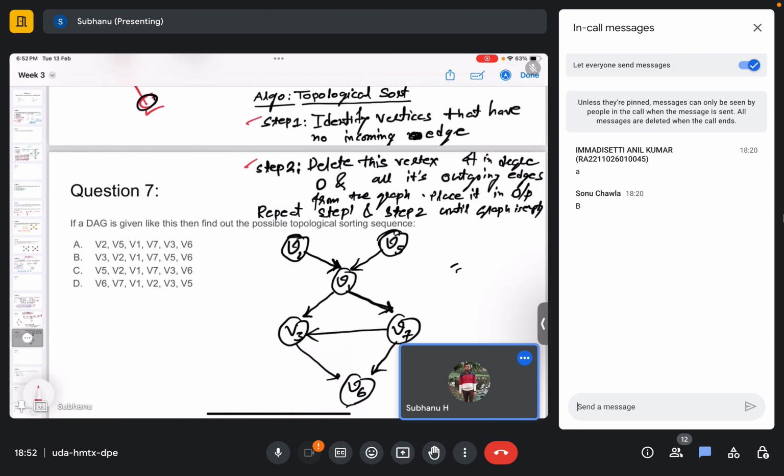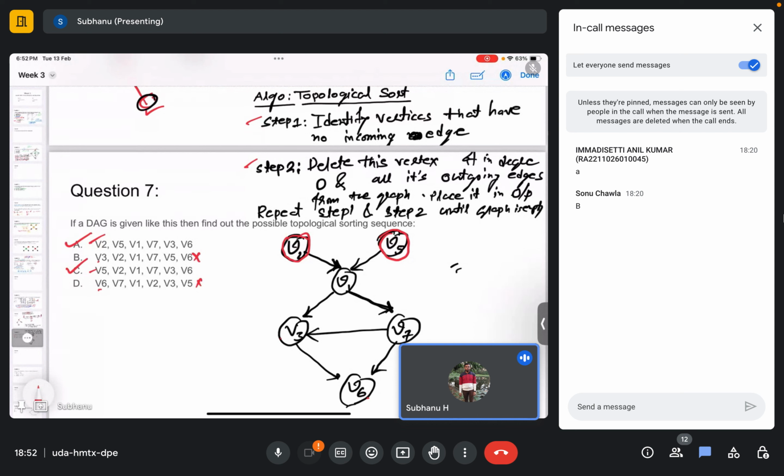Step 1 says identify the vertices that have no incoming edge. So V2 and V5 have no incoming edge. Okay, so these two can be your options. But we have to verify the rest of the answer. You can see that V6 has two incoming edges and V3 has two incoming edges. So that's why these two cannot be your correct option anyhow.